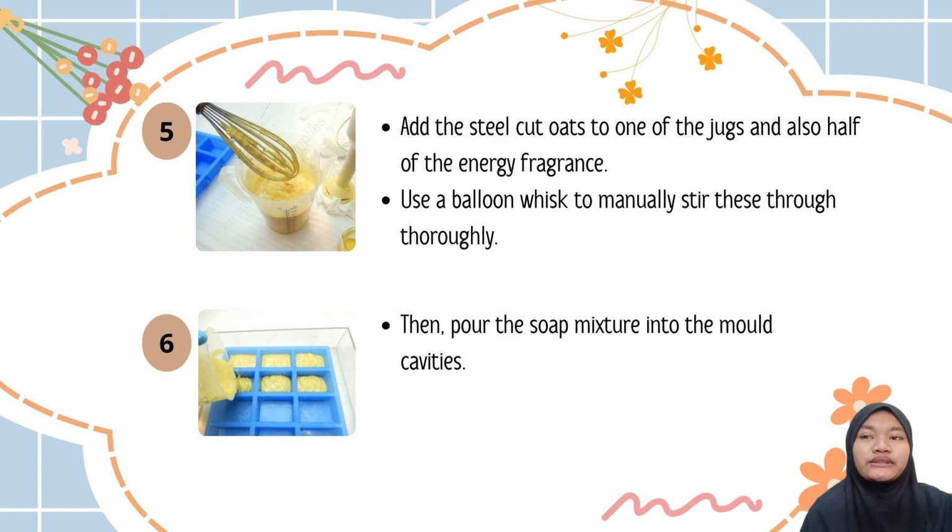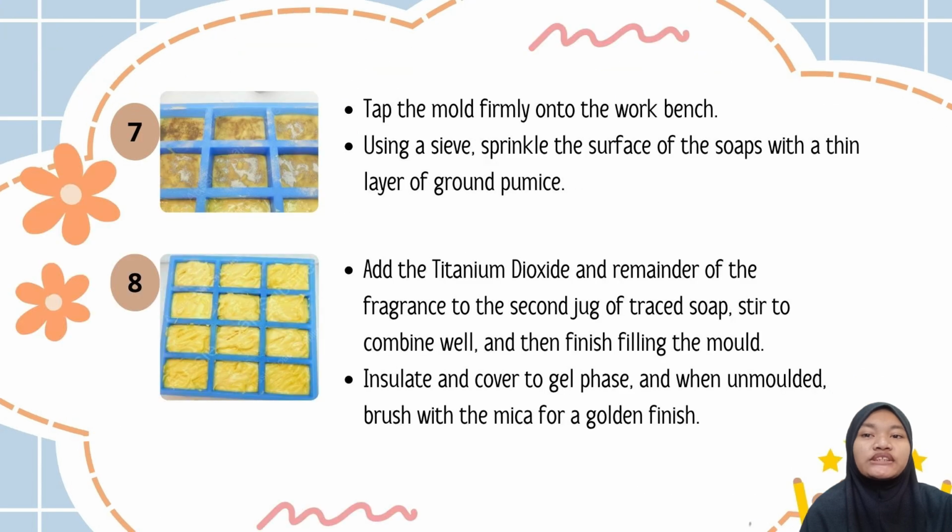Stir the trace thoroughly using a balloon whisk. This will bring the soap to a nice medium trace. Then, pour the soap mixture into the mold cavities. Tap the mold firmly onto the workbench to even out the surface and remove any trapped air bubbles.